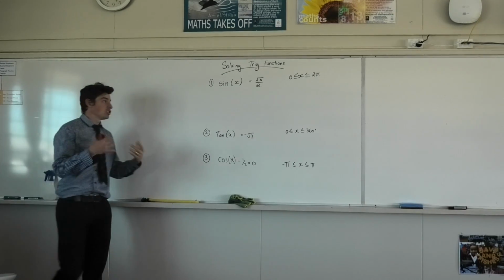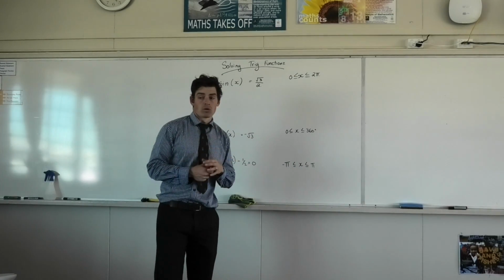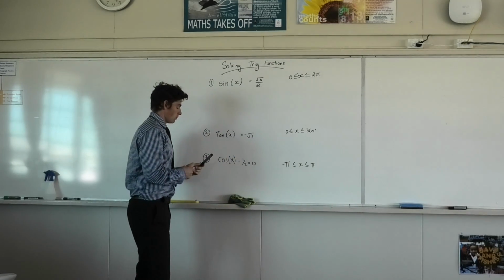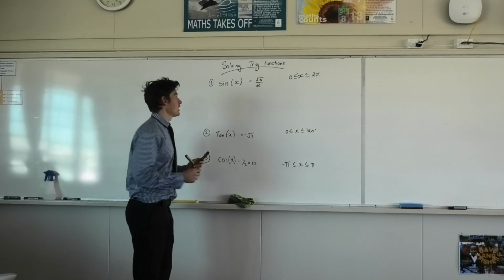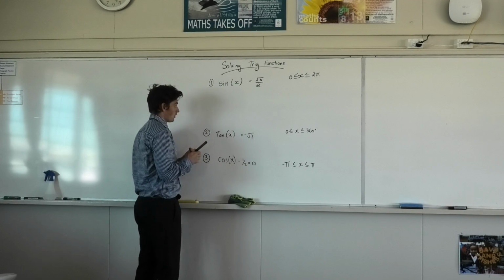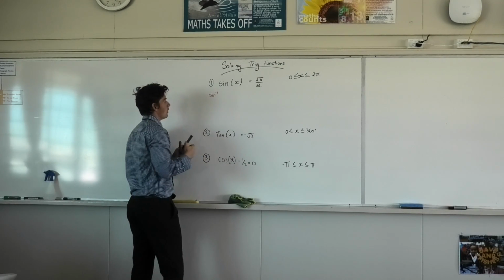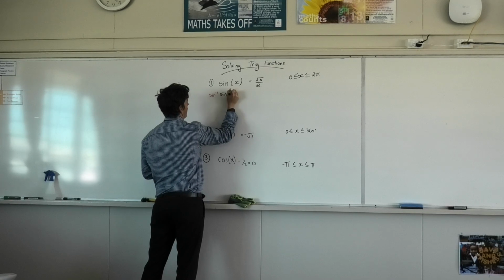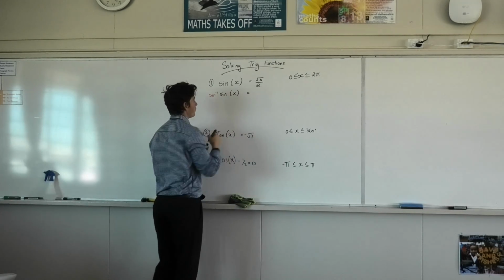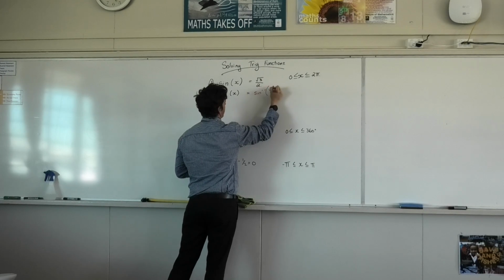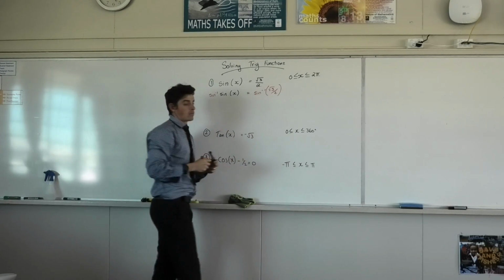So with any solving, what do we need to do? What are we trying to get? x by itself, correct? So I want to get rid of this sine function. How do I get rid of a sine? Inverse sine, so I have sine negative 1 of sine x equals sine negative 1 of root 3 on 2. Are we happy with that?